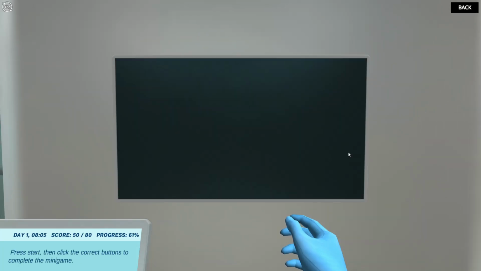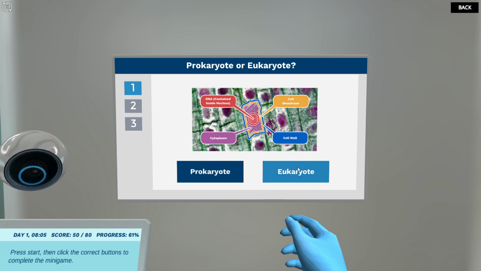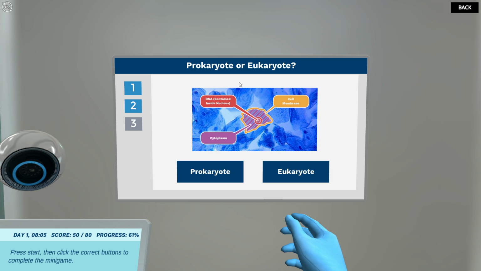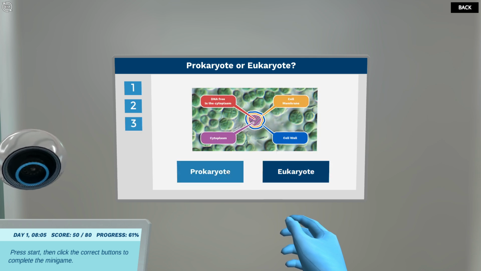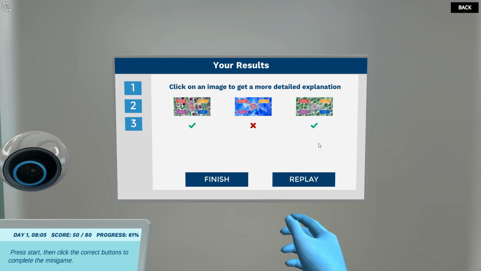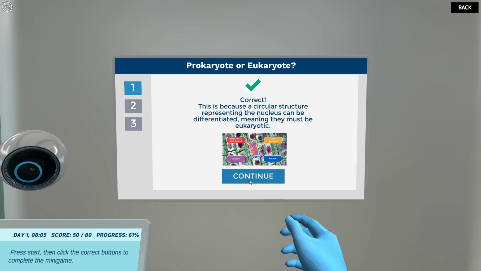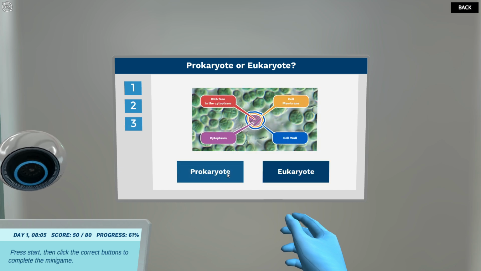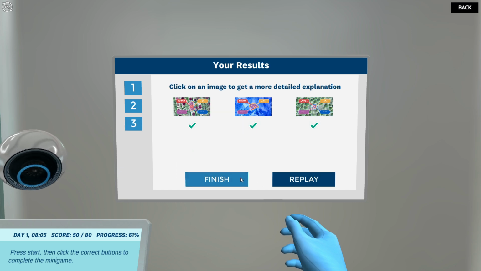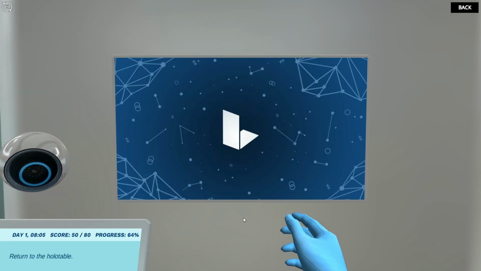Press Start, then click the correct buttons to complete the minigame. Which category do plant cells fall into? That's correct. Choose the correct category for animals. That's not correct. Which category should bacterial cells be? That's correct. Choose the correct category for animal cells. That's correct. Amazing work. Return to the hollow table.